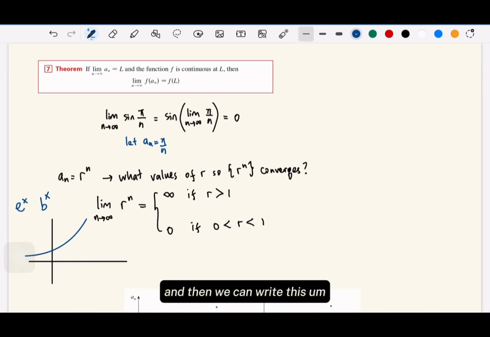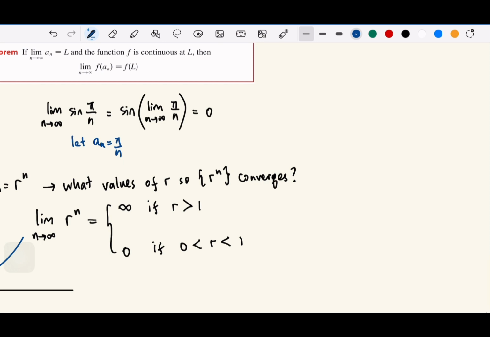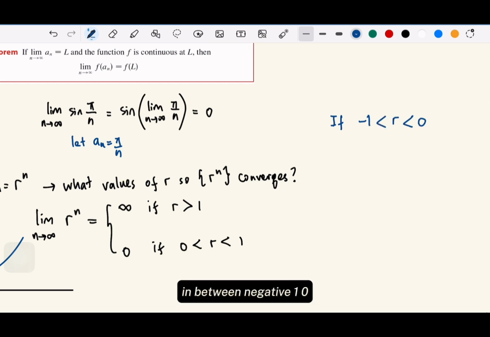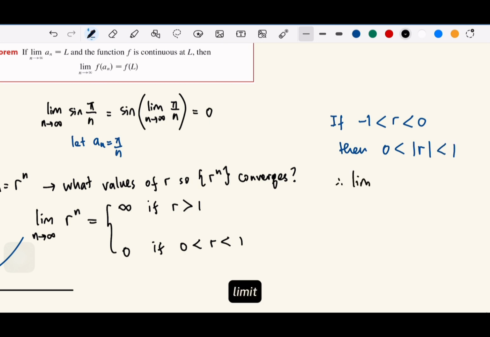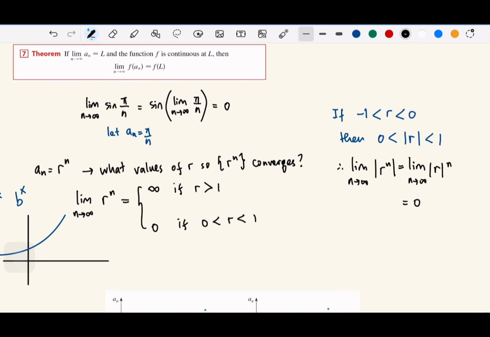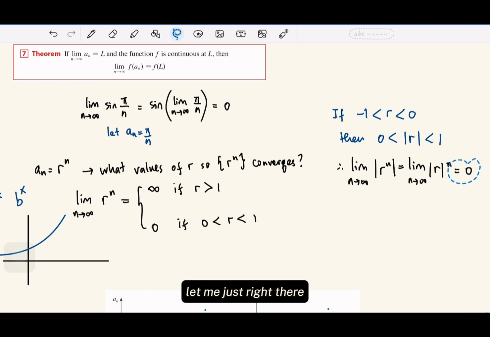And then we can write this. So if the r is in between -1 and 0, then we have the absolute value of r between 0 and 1. So the limit of this r, we can simply say it's equal to 0. Okay, let me just write there.